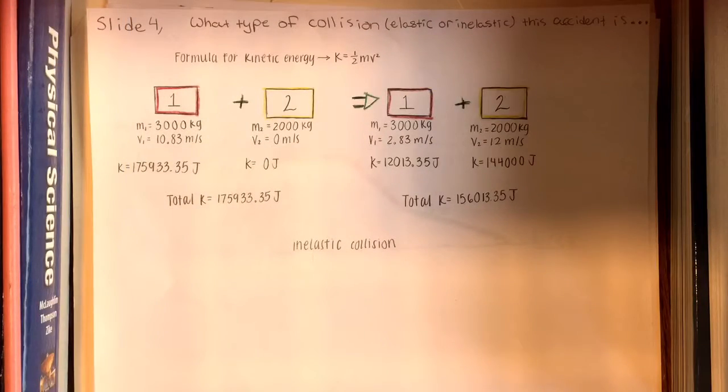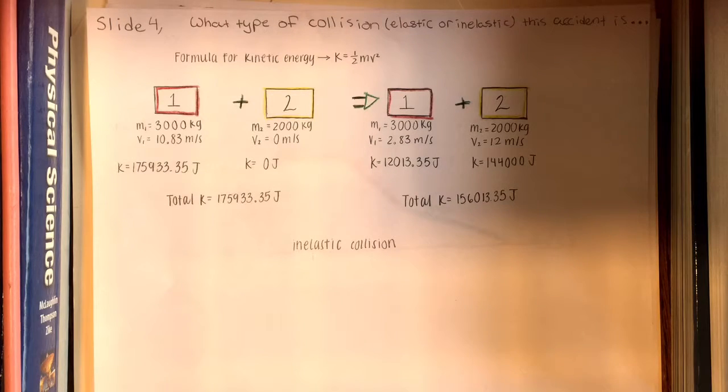Slide 4. To determine if the collision is elastic or inelastic, you must determine the kinetic energy before the collision and immediately after the collision. Use 1/2 mv squared in order to determine the kinetic energy. The kinetic energy before the collision for the SUV is 175,933.35 joules, and the wagon is 0 joules.